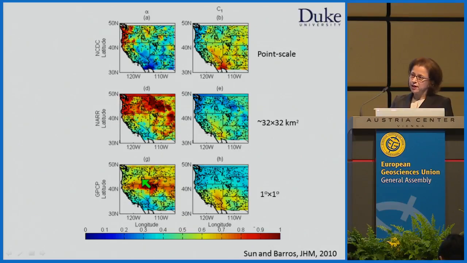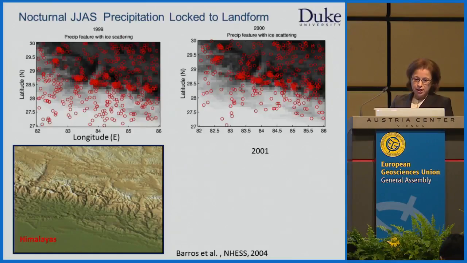For example, this here is a clear artifact. This is not real, and this is a big danger with satellite data. It is an artifact of how different types of satellite products are combined. But again, spatial variability, spatial organization.